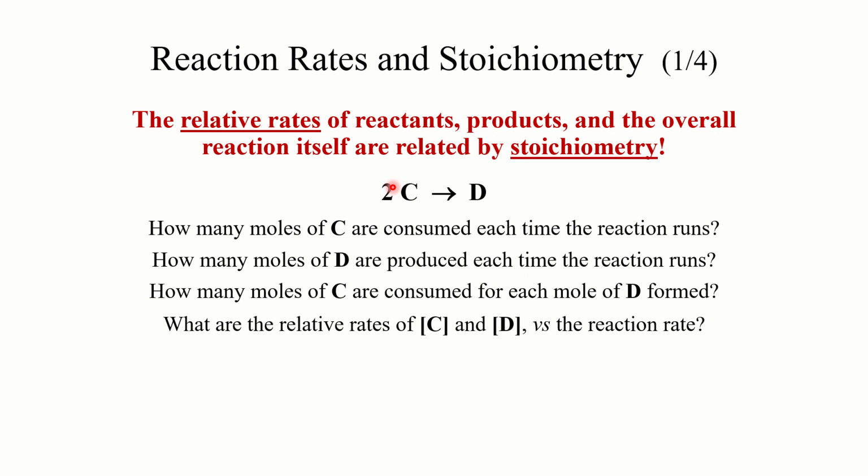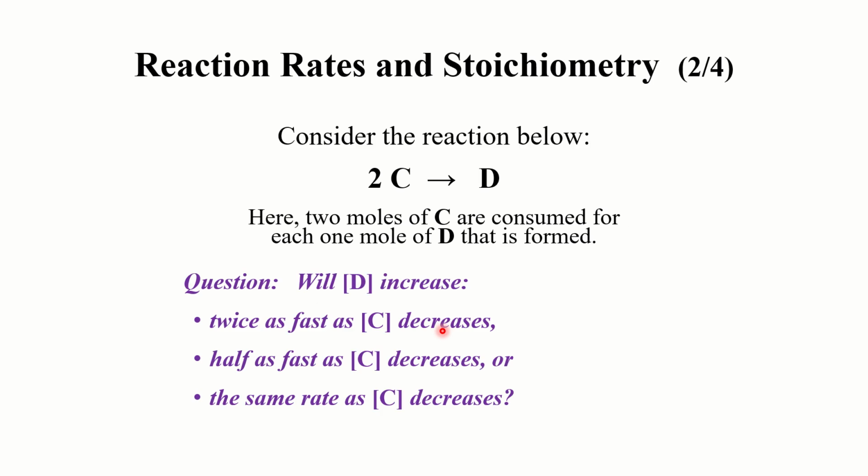Your answer here would be 2. How many moles of D are produced each time the reaction runs? The answer there, 1. So how many moles of C are consumed for each mole of D formed? 2 moles of C are consumed for each mole of D formed. Then what are the relative rates of C and D versus the reaction rate? We will answer these questions here in the coming slides.